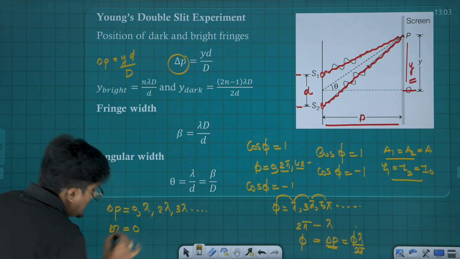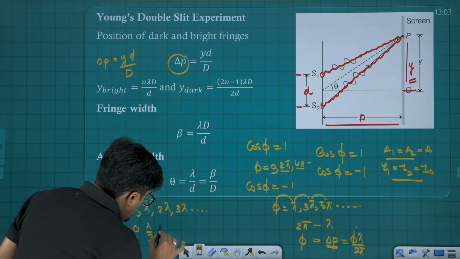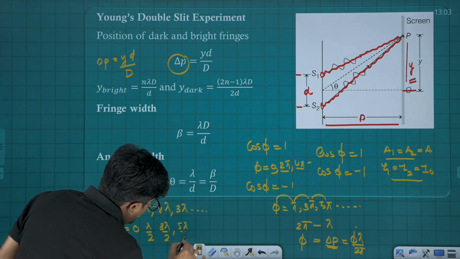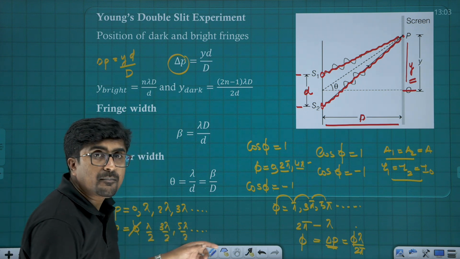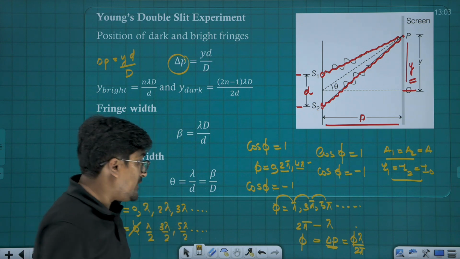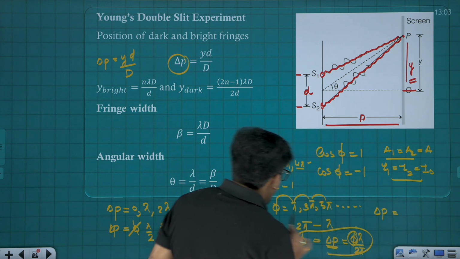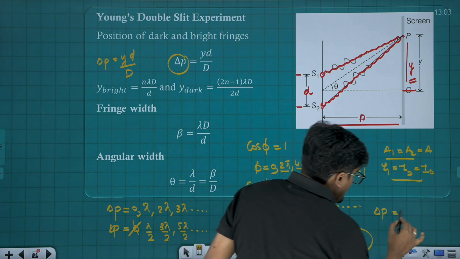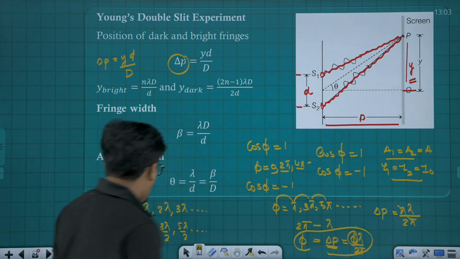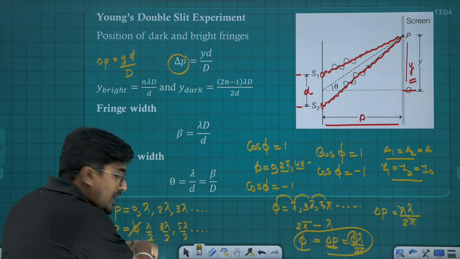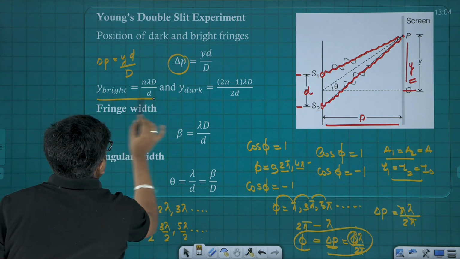And if delta P is equal to lambda by 2, 3 lambda by 2, 5 lambda by 2, etc., it is going to be a dark fringe. Because, instead of phi, if I take pi this time, then delta P is pi lambda upon 2 pi. Pi and pi cancel each other, so lambda by 2. That is how I get that relation.